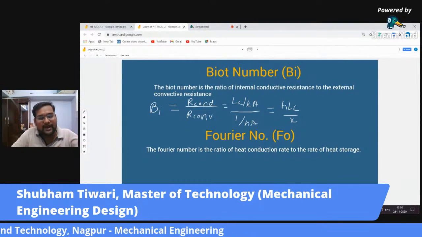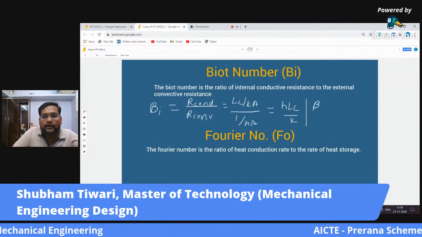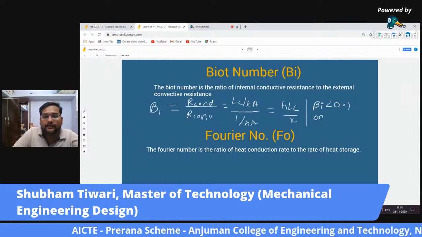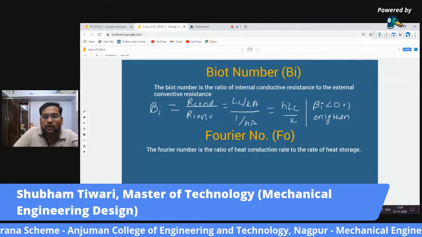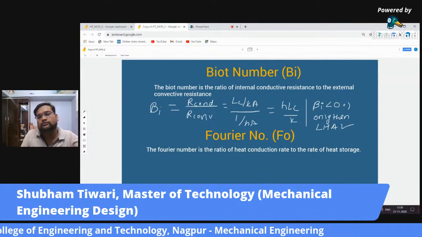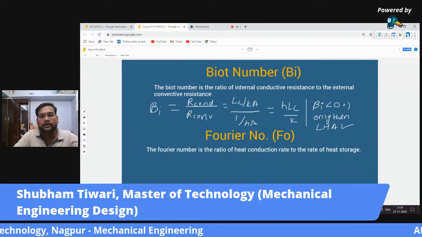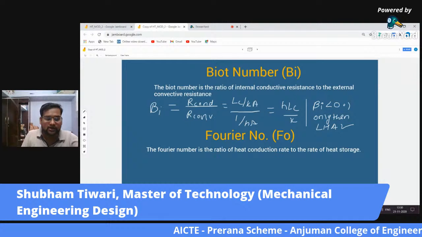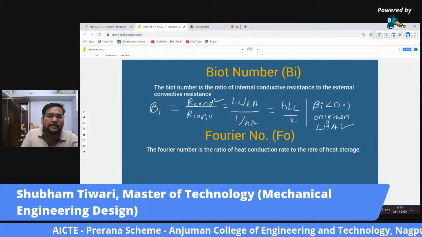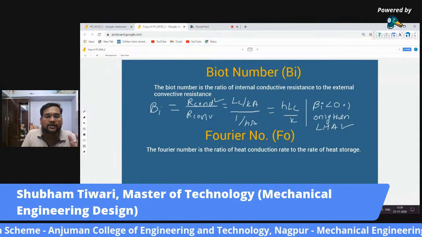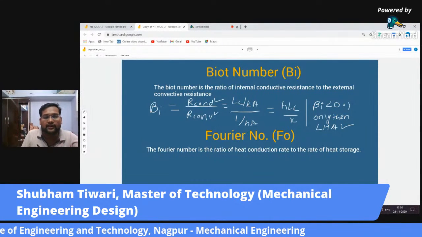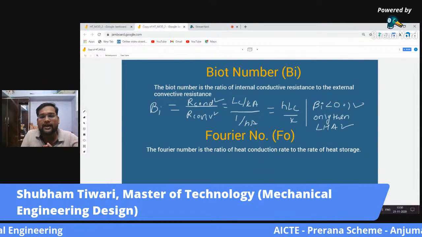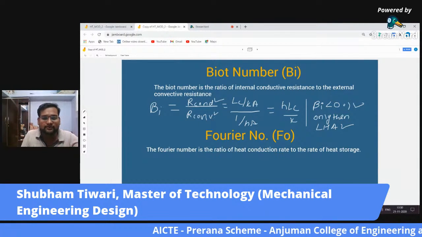Now there is an interesting fact in regard to Biot number and lumped heat analysis. If Biot number is less than 0.1, only then is lumped heat analysis possible. Otherwise, we will not look into this. Why? Because the very first condition we need for lumped heat analysis is that the conductive resistance should be negligible as compared to the convective resistance. If this condition is satisfied, we can carry forward our lumped heat analysis. Otherwise, we cannot go with it.